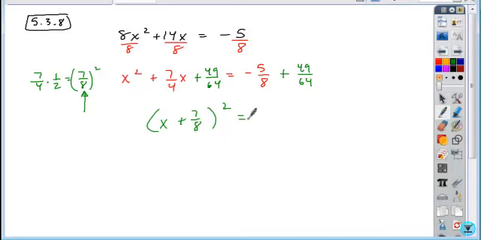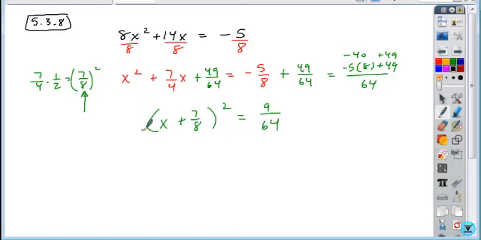Okay, on the right side, I'm just going to combine what I have. Well, in order for me to get these into the same denominator, my LCD would be 64. So I take negative 5 times the LCD factor missing from this denominator. It has the 8, it's missing a factor of 8. And so here I get negative 40 plus 49, or in this case, 9 over 64.